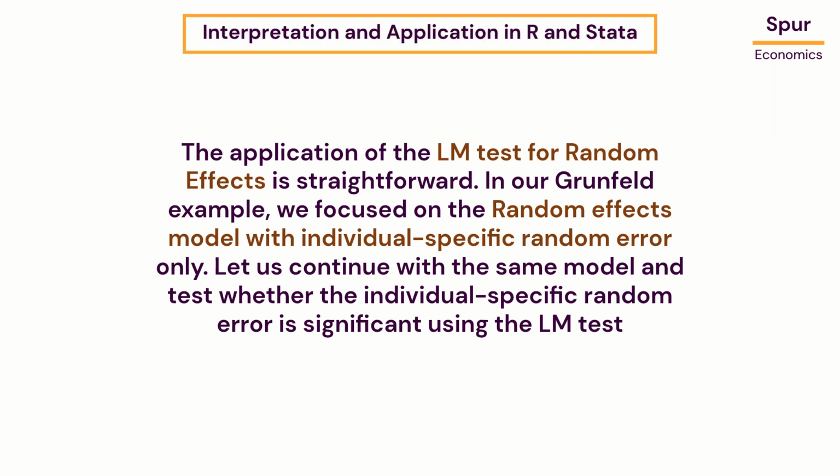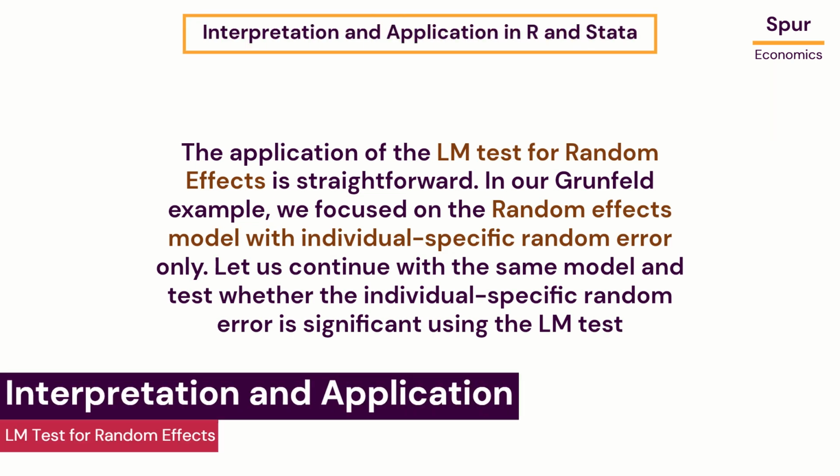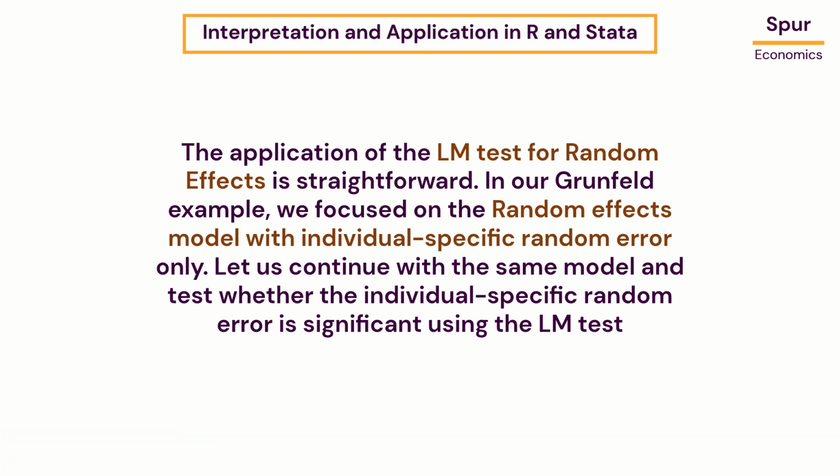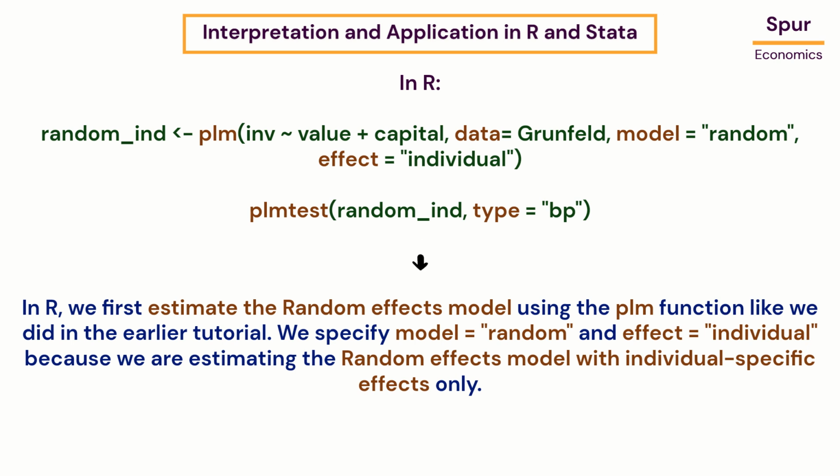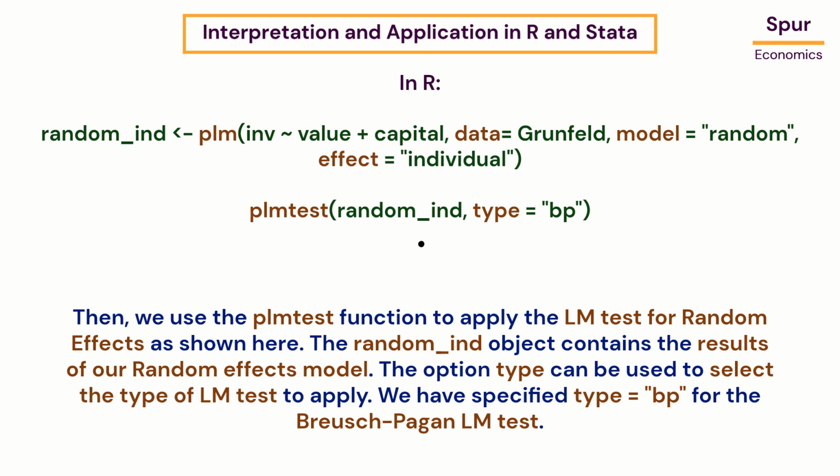The application of the LM test for random effects is straightforward. In our Grunfeld example, we focused on the random effects model with individual-specific random error only. Let us continue with the same model and test whether the individual-specific random error is significant using the LM test. In R, we first estimate the random effects model using the plm function like we did in the earlier tutorial. We specify model equals random and effect equals individual because we are estimating the random effects model with individual-specific effects only. Then, we use the plmtest function to apply the LM test for random effects as shown here.